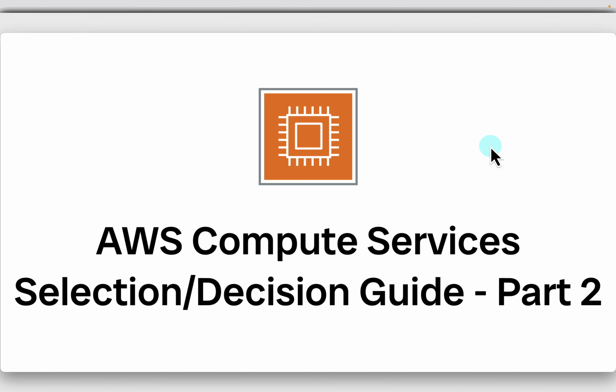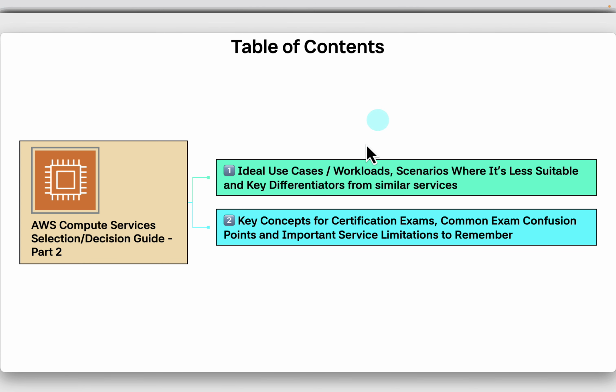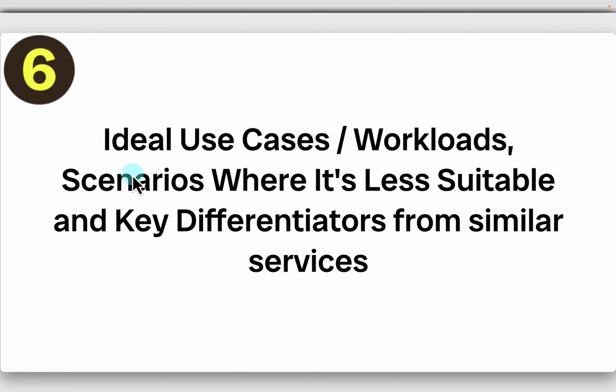Hello everyone and welcome to part 2 of the AWS Compute Services Selection Decision Guide. This lecture will contain only these two topics: first, ideal use cases and workloads, scenarios where it is less suitable, and key differentiators from similar services. Second, key concepts for certification exams, common exam confusion points and important service limitations to remember. So first, ideal use cases, workloads, scenarios where it is less suitable and key differentiators.